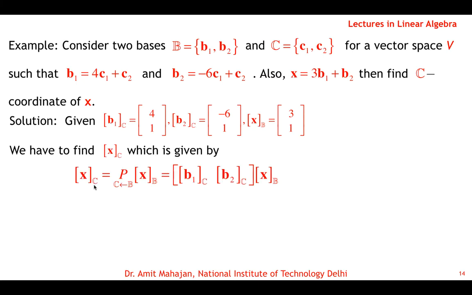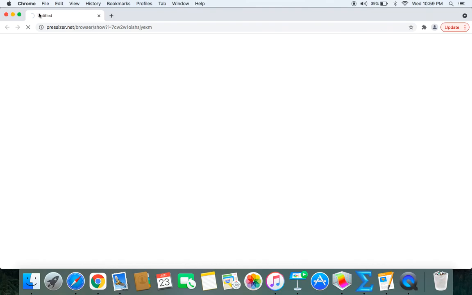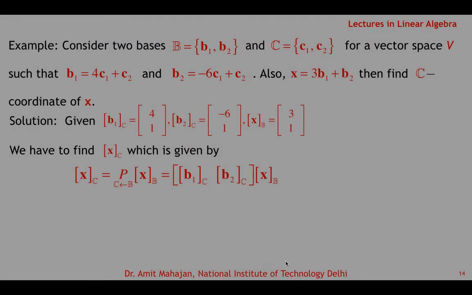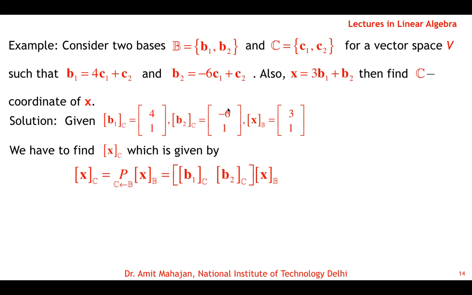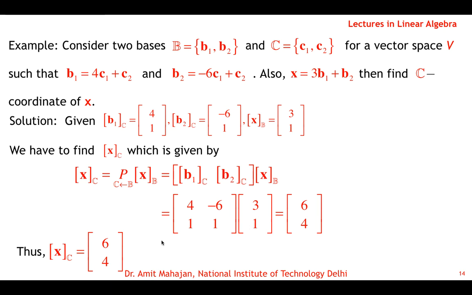We know by the formula that the C coordinate of x is P_BC times x_B, and P_BC is a matrix with columns B1_C and B2_C, like writing B1, B2 as linear combinations of C1, C2. So they are already known. This P_BC is the matrix 4 1 minus 6 1, and x_B is the matrix 3 1. We can easily calculate the product of these two matrices to find 6 4 as the C coordinate of x. That means if I write x as a linear combination of C1, C2, these are the weights. So x can be written as 6 times C1 plus 4 times C2. So this is the solution.